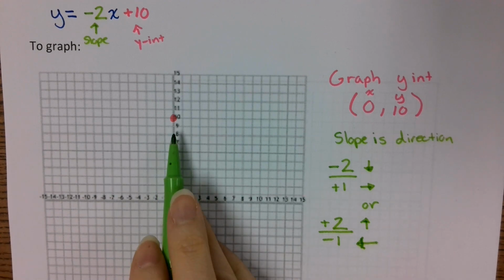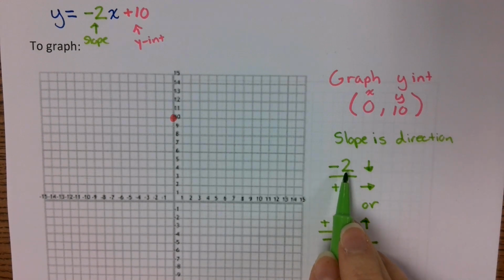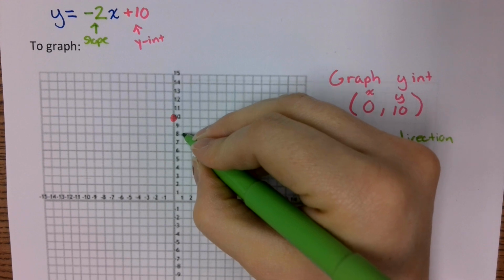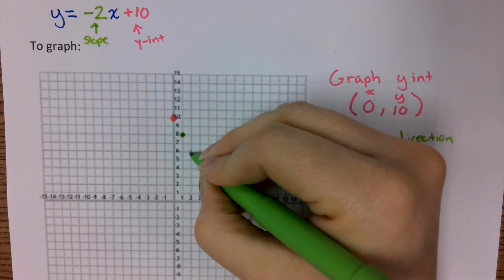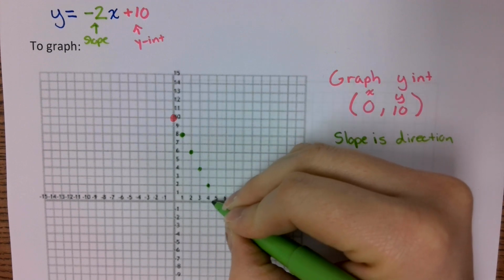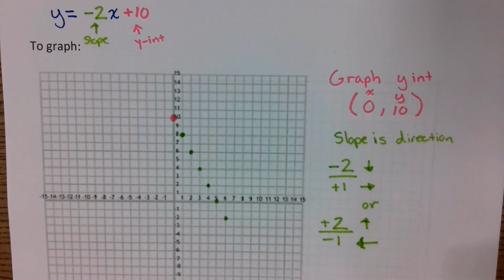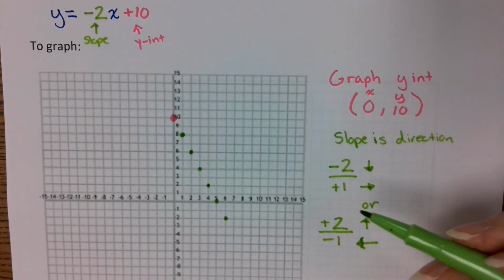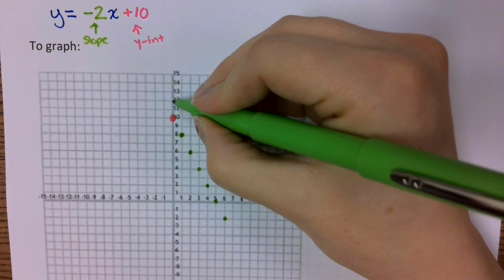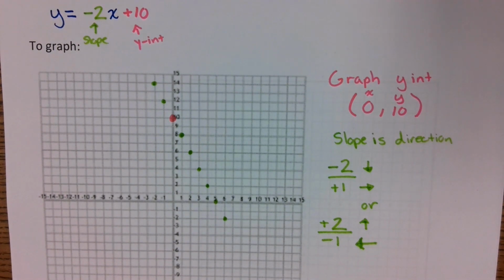Okay, so from the 10, I'm going to do both directions just so I can show you this. I'm going to go down 2 and then to the right 1, and I'm going to do that a couple of times. Down 2 to the right 1, down 2 to the right 1, several times. And then I'm going to do a couple of them going in the reverse, going up 2 and to the left 1. Up 2, left 1, up 2, left 1. I can only do that a couple times though. And then I'm going to go ahead and connect it.